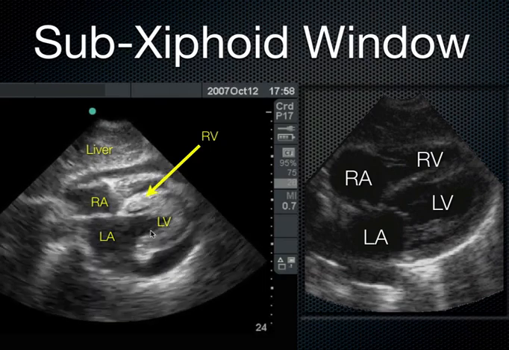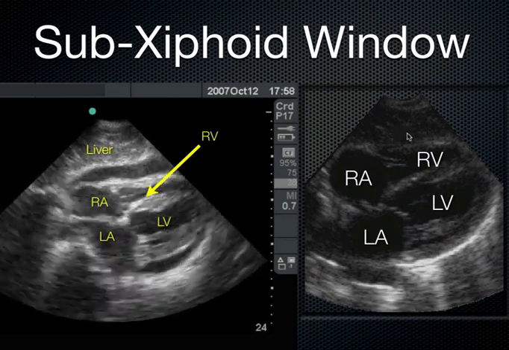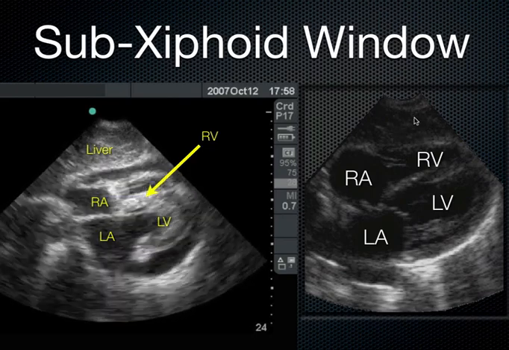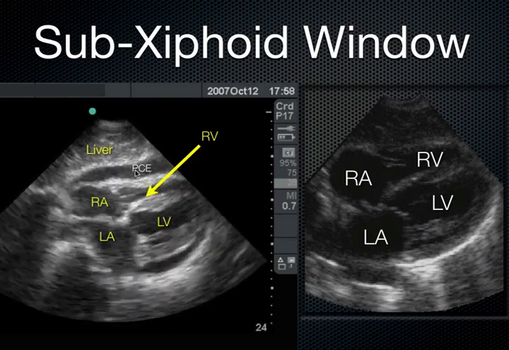So here we see this pericardium, coming around down here. We see the chambers of the heart in this subxiphoid view or subcostal view. Here's the liver. Here's the liver. That's our window to see the heart. And we can make out that this heart has a pericardial effusion.